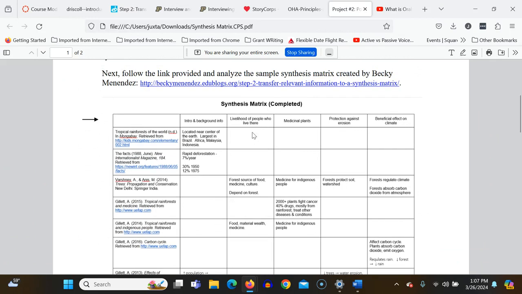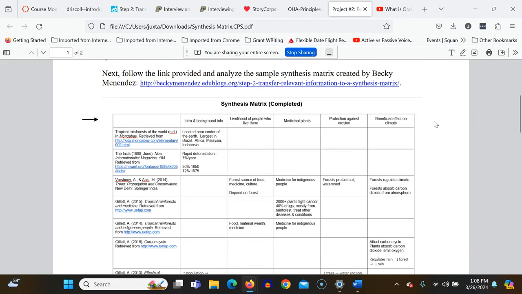Okay, so notice in order to do that, I have to have some categories in my head about what I need, right? So this particular person who is studying tropical rainforests wants intro and background information, livelihood of the people who live there, medicinal plants, protection against erosion, and beneficial effect on climate. So you can kind of see where this could be complicated, right? So as I start to research, I might think I need to know these things. But then as I begin to research, I might realize, oh, there's this other category.